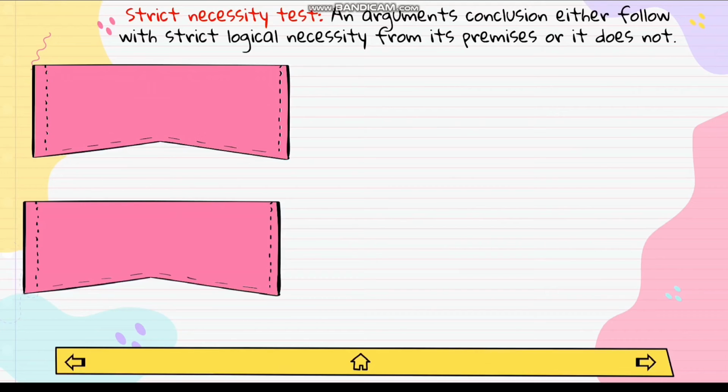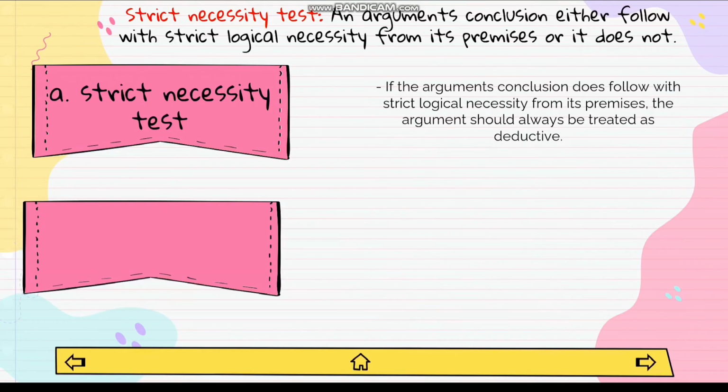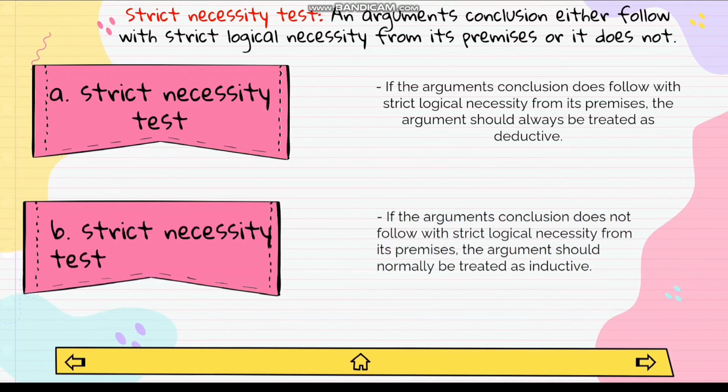Strict necessity test: an argument's conclusion follows with strict logical necessity from its premises, or it doesn't. A. If the argument's conclusion does follow with strict logical necessity from its premises, the argument should always be treated as deductive. B. If the argument's conclusion doesn't follow with strict logical necessity from its premises, the argument should normally be treated as inductive.